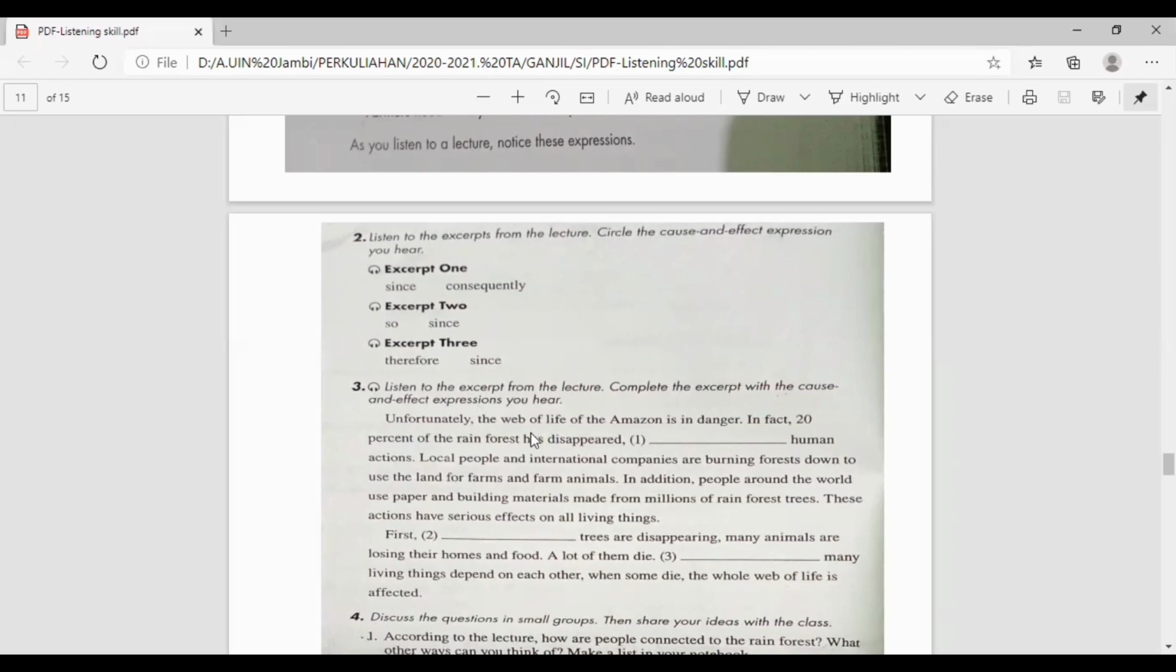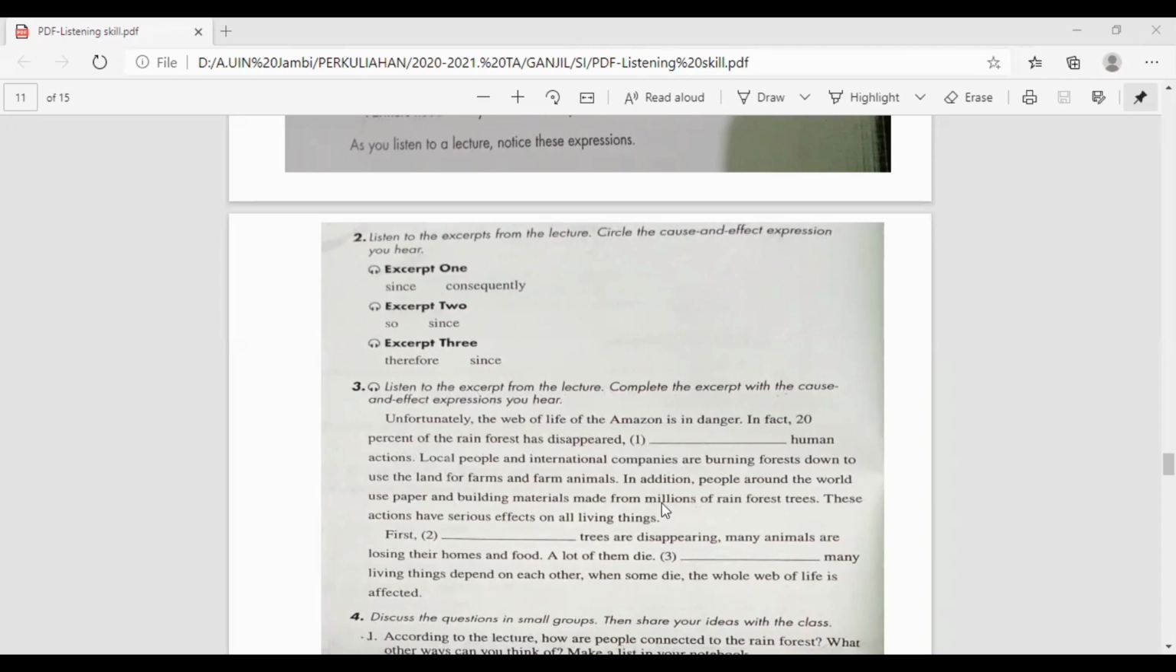Okay, and now please complete this paragraph by listening to the excerpt from the lecture. Complete the excerpt with the cause and effect expression you hear. Exercise 3, page 26.